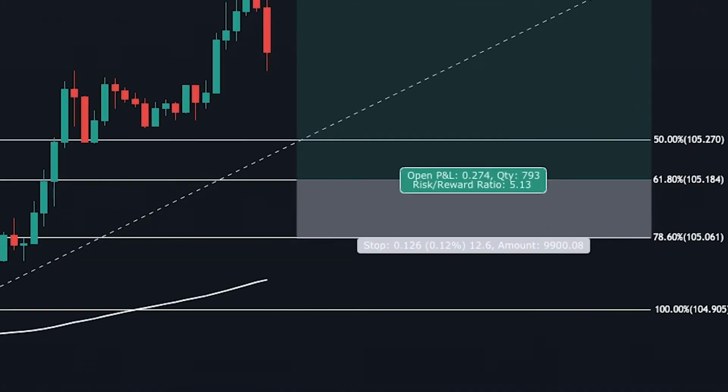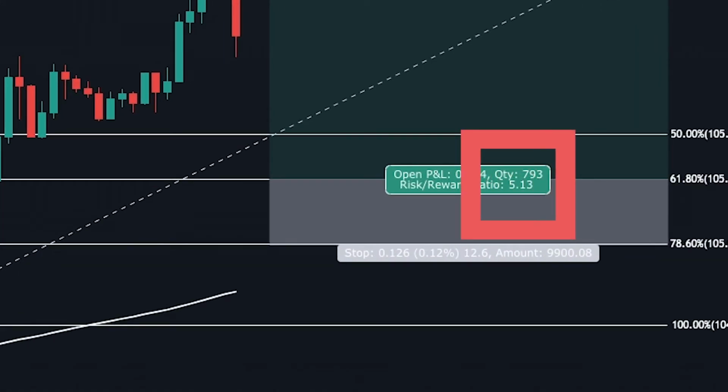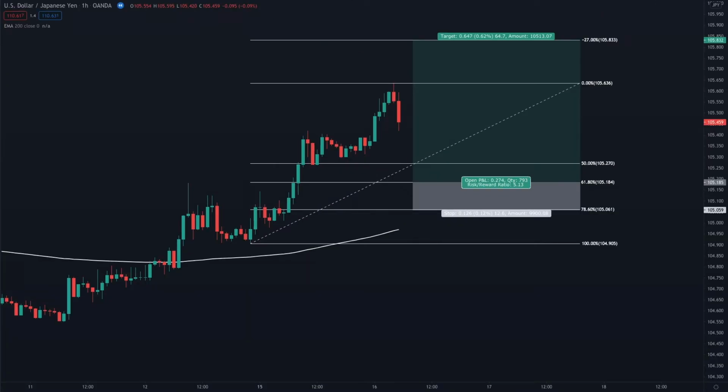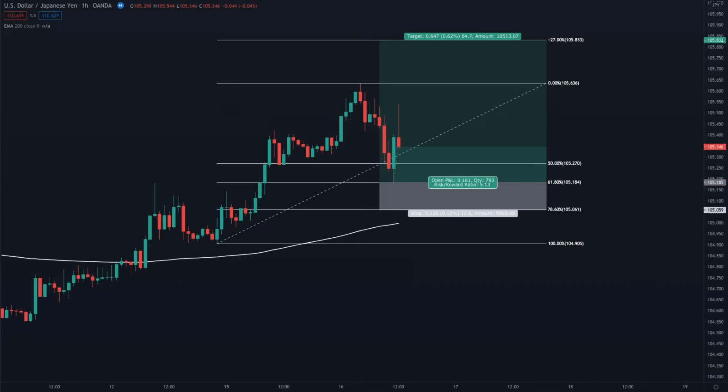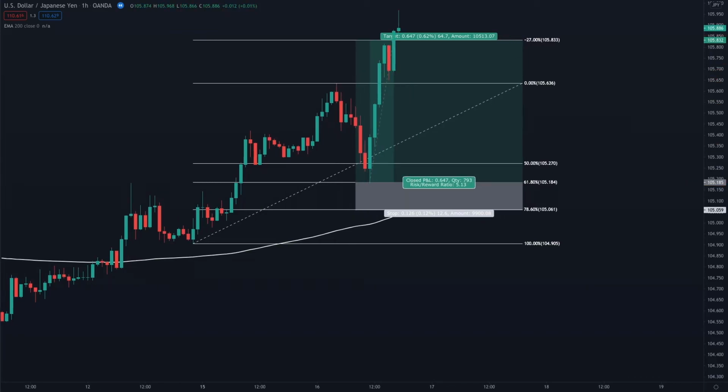We can see that the trade has a 5.13R ratio. What this means is that if we risked 1% in this position, if our trade goes to our target, we'll make 5.13 times what we've risked, or in this case, 5.13%. If we lost this trade, we would lose the 1%. Let's fast forward time and see how this position plays out. As we can see, price has gone on and hit our target with an impulsive move to the upside, bagging us 5.13% with this single position.